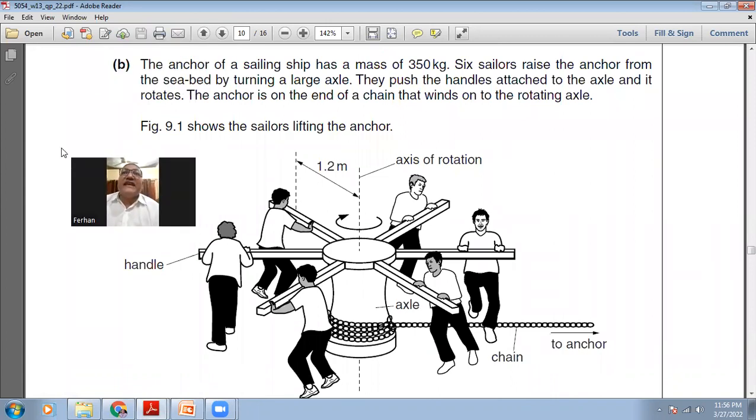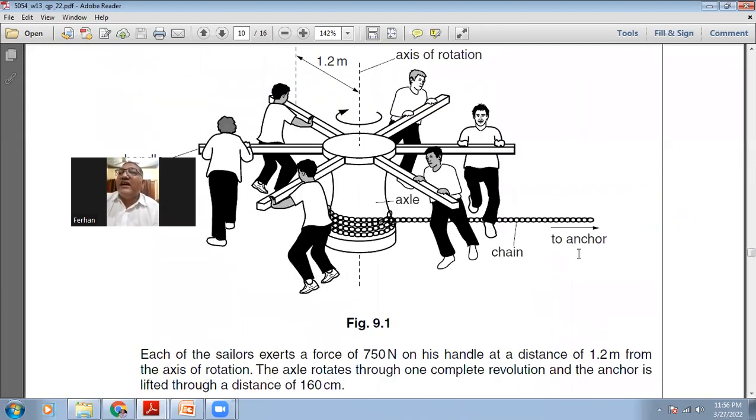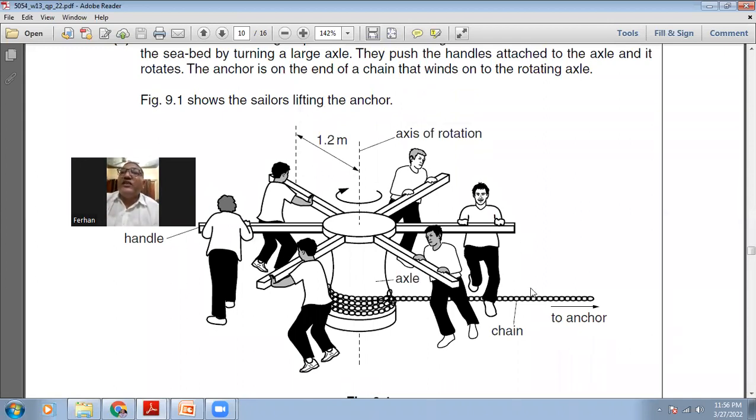The anchor of a sailing ship has a mass of 350 kg. 6 sailors raise the anchor from the seabed by turning a large axle. They push the handles attached to the axle and it rotates. The anchor is on the end of a chain that winds on to the rotating axle. Figure 9.1 shows the sailors lifting the anchor. So they are rotating this axle, and there is a chain. With this chain the anchor is attached, so when they rotate it, the anchor comes upward.